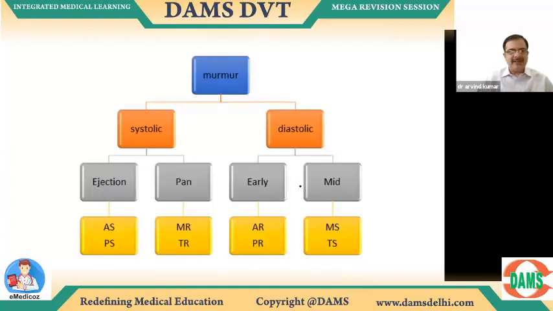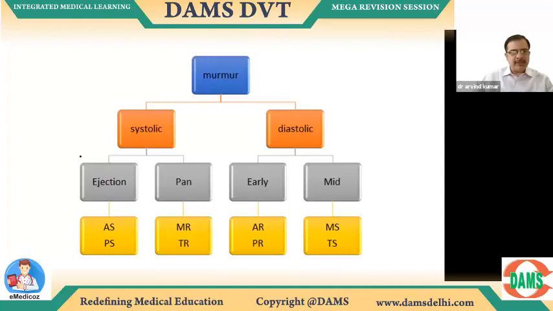We can classify these murmurs according to the timings. A murmur can be classified as a murmur of systole, that means it will be between S1 and S2, or it can be diastole, between S2 and S1. Systolic murmur can be an ejection systolic murmur.